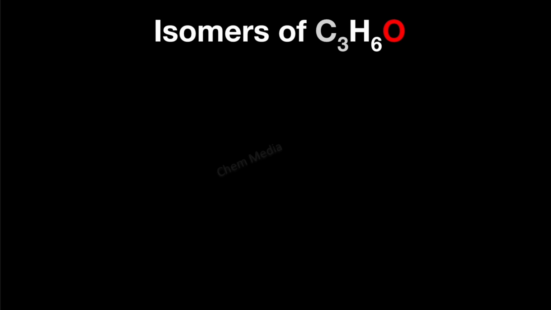Hello everyone, in this video we are going to talk about the isomers of C3H6O. Let us first determine the degree of unsaturation to know whether it is a completely saturated elemental composition or not. Degree of unsaturation for this elemental composition is equal to 1 plus number of carbon atoms minus number of hydrogen atoms by 2. Oxygen atom doesn't participate in the degree of unsaturation calculation.